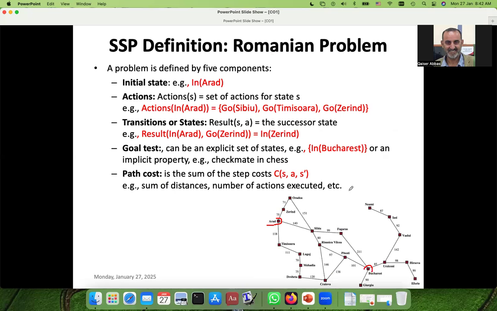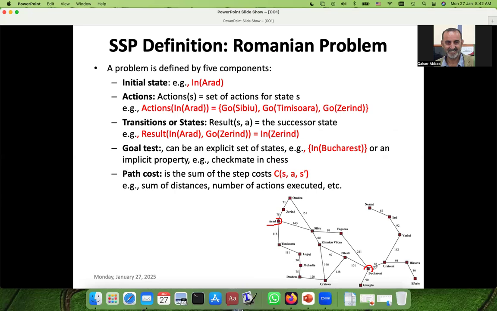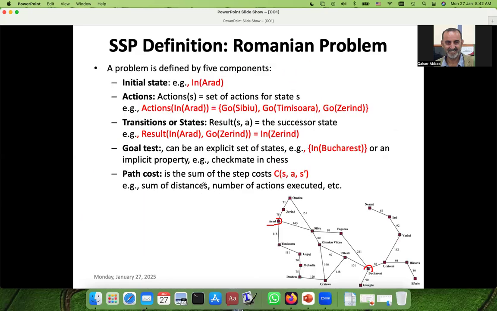And all the nodes, all the cities in that map are the total number of states. So this is the goal state. We have identified the goal, that is goal formulation. After that comes problem formulation. Problem formulation is deciding about the states and actions. I can write all the states: Arad, Zerind, Oradea, Sibiu, Fagaras, Rimnicu Vilcea, Bucharest, and so on, on paper. This is the total number of states.